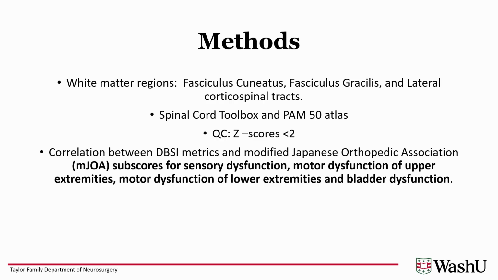The respective areas that we studied were white matter regions of fasciculus cuneatus, fasciculus gracilis, and lateral corticospinal tract. We used Spinal Cord Toolbox and PAM50 Atlas to obtain the DBSI-specific measures from the ROIs. For quality control, we set up a z-score threshold of less than 2, and we calculated correlations between DBSI measures and mJOA subscores of sensory dysfunction, motor dysfunction of the upper limb, motor dysfunction of the lower limb, and bladder dysfunction.